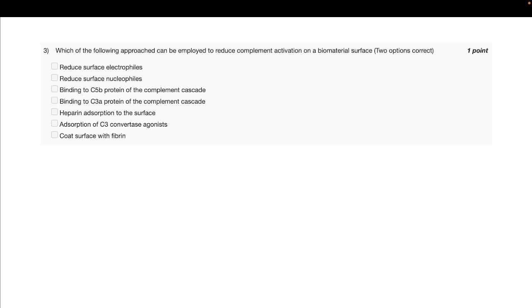Okay, the third question is, which of the following approaches can be employed to reduce complement activation on a biomaterial surface? You have to mark two correct options. Let me know if you guys know the answer. Option 2 and 5. Okay, option 2 is reduce surface nucleophiles, and 5 is heparin adsorption to the surface. Okay, thanks for answering. Anybody else wants to give it a try?